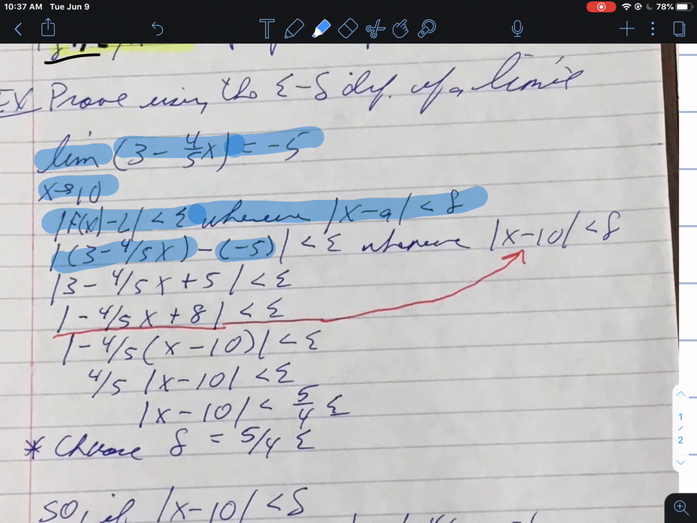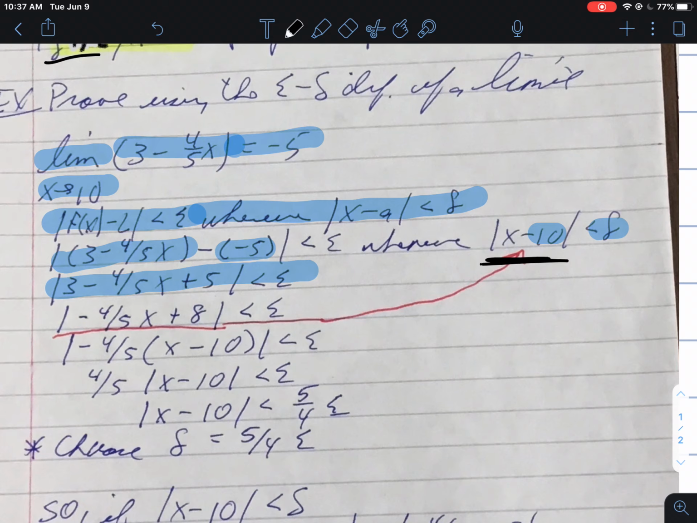Is less than epsilon whenever x minus a, which is 10 in this case, is less than delta. Okay? And then come over here and work with this epsilon statement. So I've got the absolute value of 3 minus 4/5 x minus -5 is less than epsilon, which then gives me 3 minus 4/5 x plus 5 is less than epsilon. And then remember, our objective is we want to turn that into this.